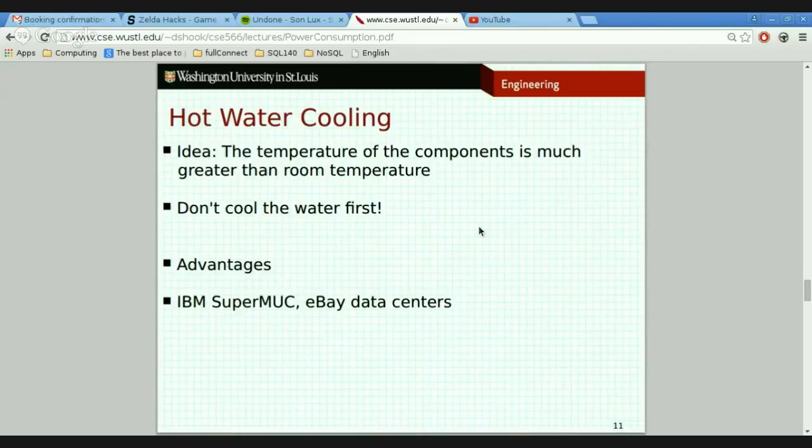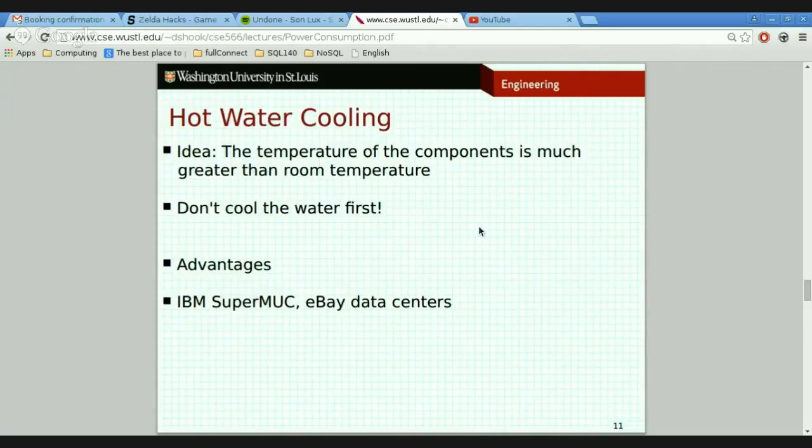Okay, so another interesting idea within the world of heat dissipation that's been gaining traction within the last few years is this concept of hot water cooling. So the idea behind this hot water cooling method of heat dissipation is that the temperature of these chips is much, much higher than room temperature. They get really, really hot. And so we don't necessarily need to use cold water here. We don't necessarily need to use chilled water to cool these chips down.